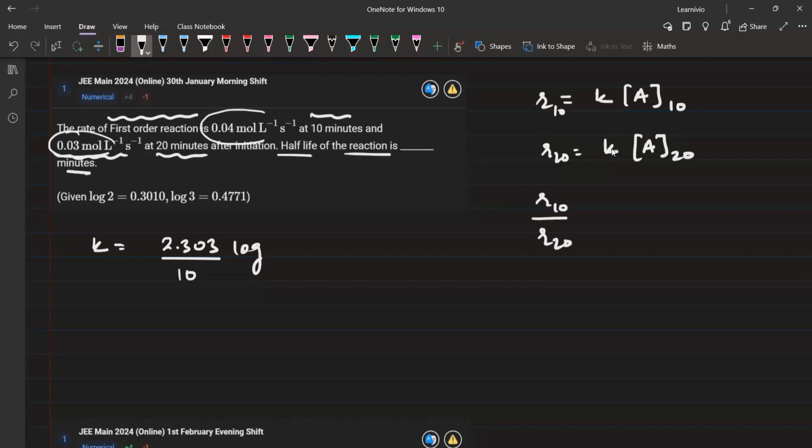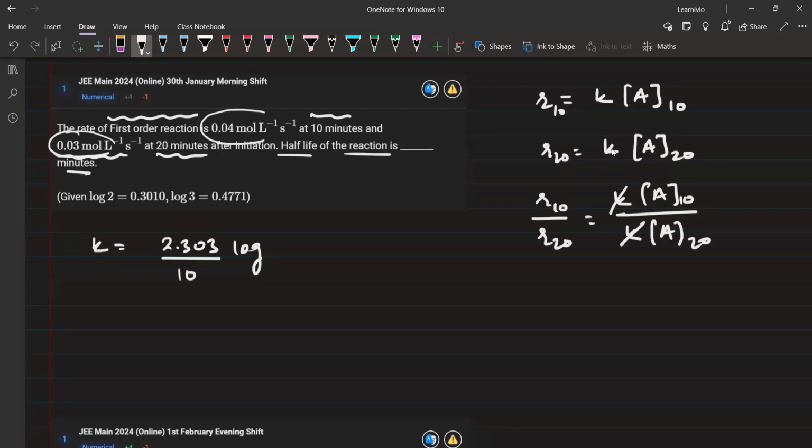R10 upon R20 is equal to K into A10 upon K into A20. Fine. So K and K will be getting cancelled. A10 upon A20 is equal to R10 upon R20. So even though here they have not given us the concentration, they have given us a rate, but we can directly use the rate because of this particular relationship between rate and the concentration.